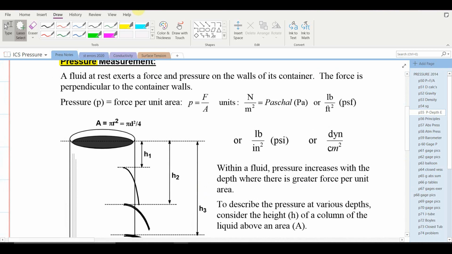So pressure is calculated as force per unit area. In the SI system, it has units of newtons per square meter, which is defined as a Pascal. In the British system, that'll be pounds per square foot, PSF, or even more commonly, pounds per square inch, PSI. In the CGS system, that's dynes per square centimeter. These are units of pressure.